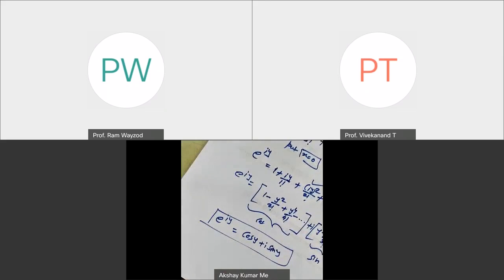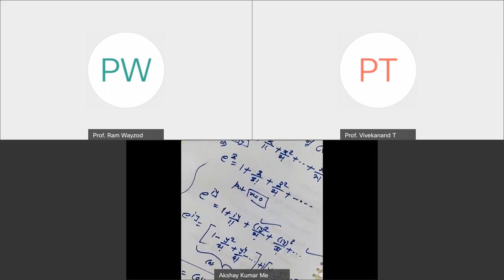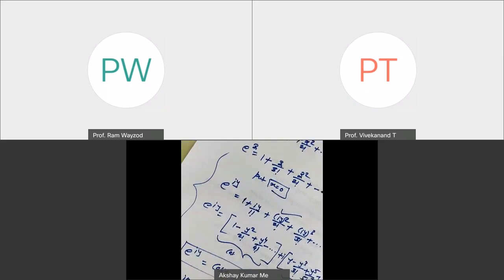So this is the standard form for a complex variable. We are already familiar with e to the power i theta, which means cos theta plus i sin theta. How does this come? This is the expression. So you have to be familiar with all these values.